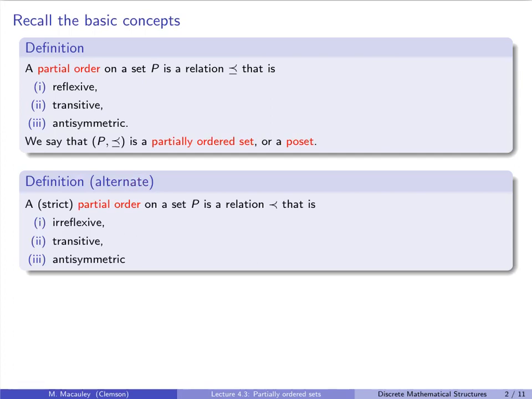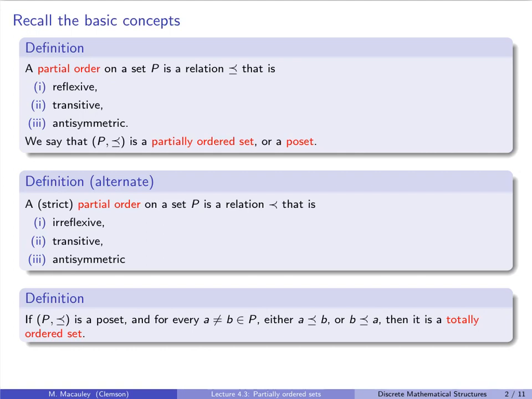Here's another way to define a partially ordered set. We can do it by a strict partial order on P. And this is a relation that is analogous to a strict less than symbol. So this is irreflexive, which means that x is not related to itself. Transitive, you know what that means. And anti-symmetric for a strict partial order means that if x is strictly less than y, then y is not strictly less than x.